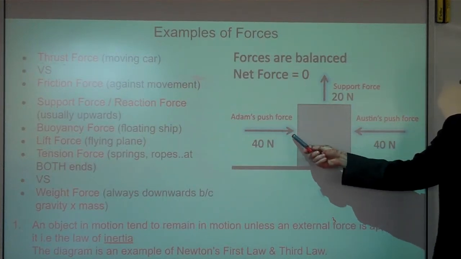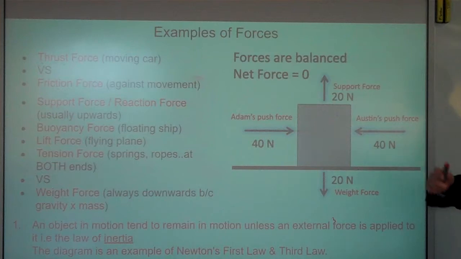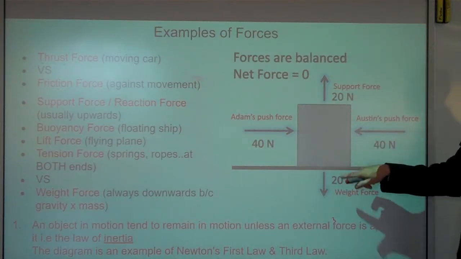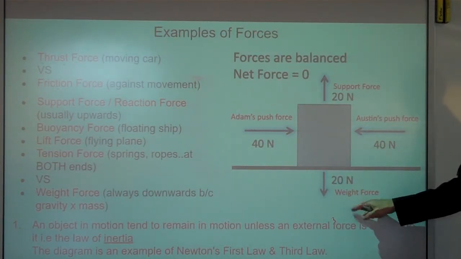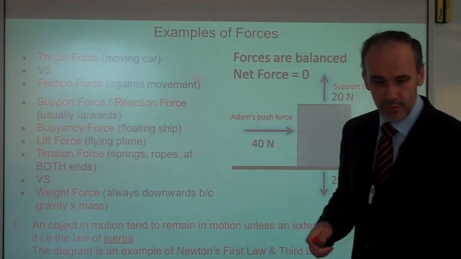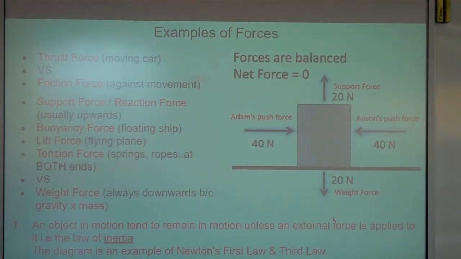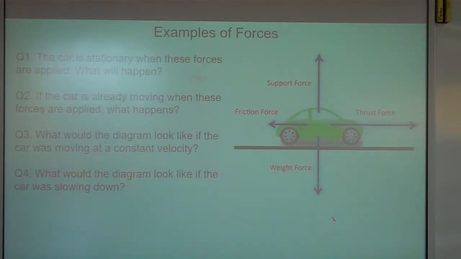So here's a push force, 40 newtons to the right. Here's Austin's push force, 40 newtons to the left. So that's net force 0 in that. Weight force down, support force up. So the overall force on that box is 0 newtons. Now has everyone finished filling in things? Those are some of the things we need to consider. And in terms of labelling, they are useful to have a bit of a think about.